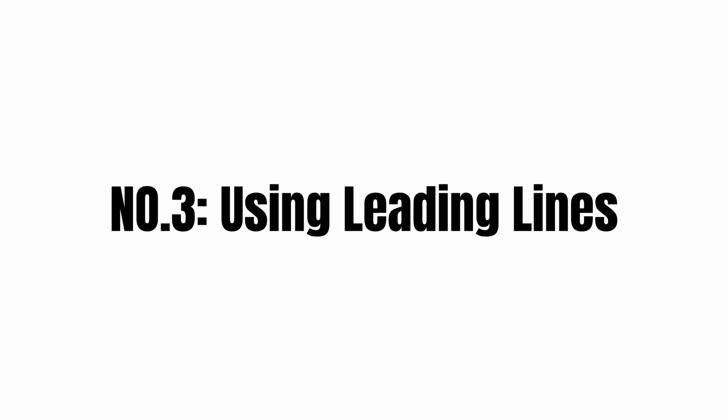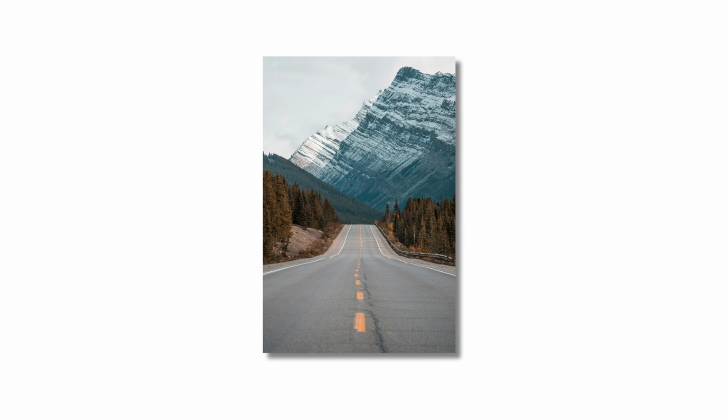Method 3. Using leading lines. Leading lines draw viewers' eyes to the main subject and add depth to your photo by connecting the foreground and background. Lines can be anything, like a road leading to distant mountains or the rails of a bridge. Example 1. A winding road guides the eye toward a mountain in the distance, creating a sense of direction and interest.